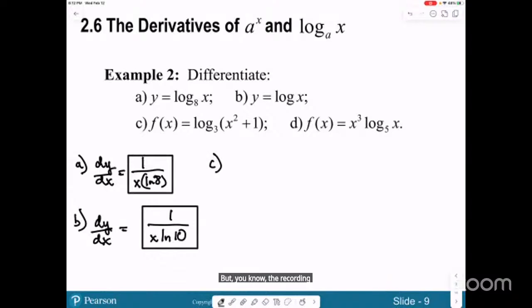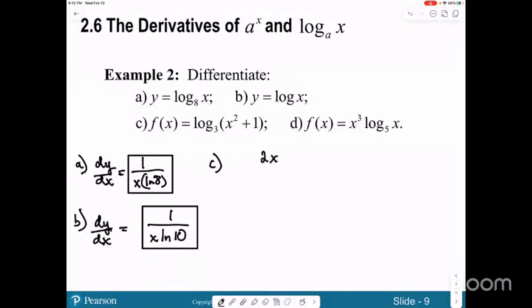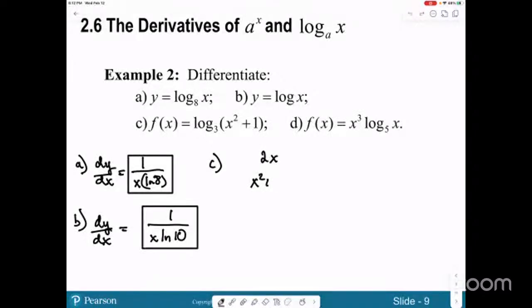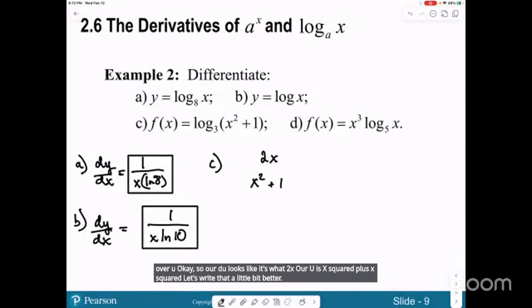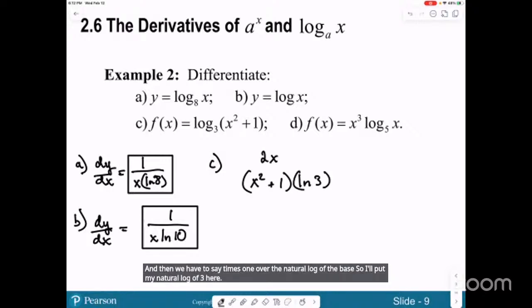Okay. So with this one again, if we did du over u, our du looks like it's 2x. Our u is x squared plus 1. Let's write that a little bit better. And then we have to say times 1 over the natural log of the base. So I'll put my natural log of 3 here. I think that's everything.